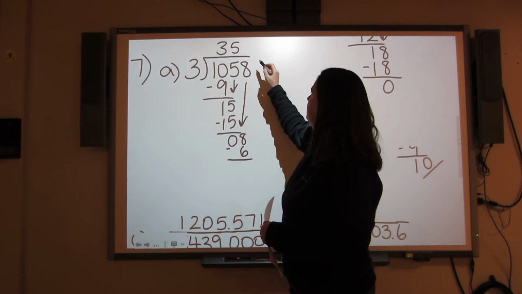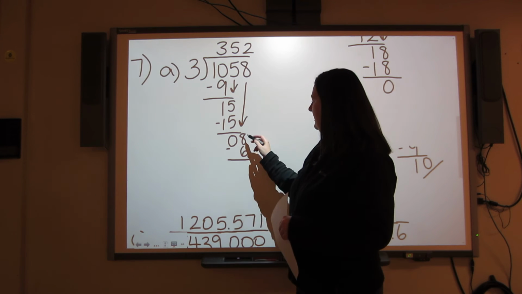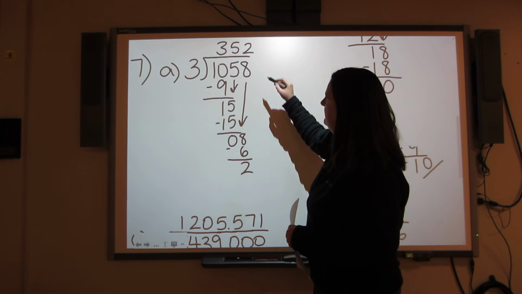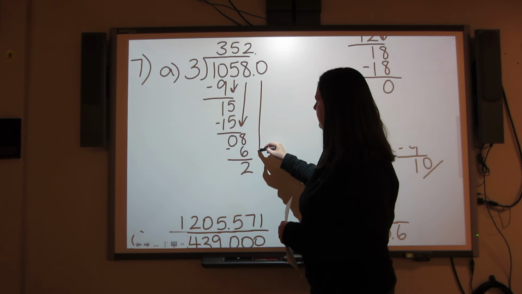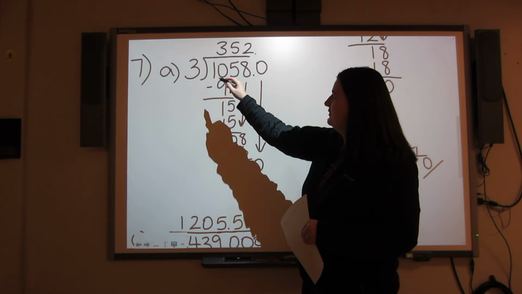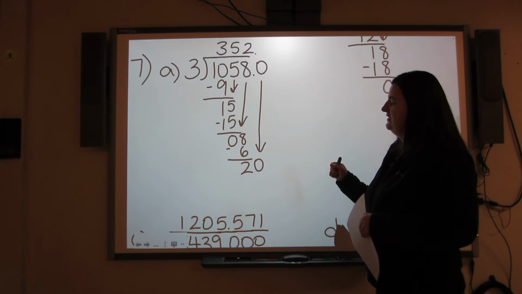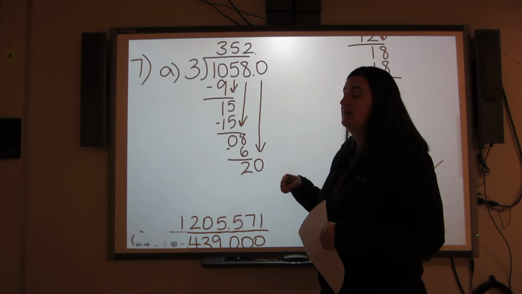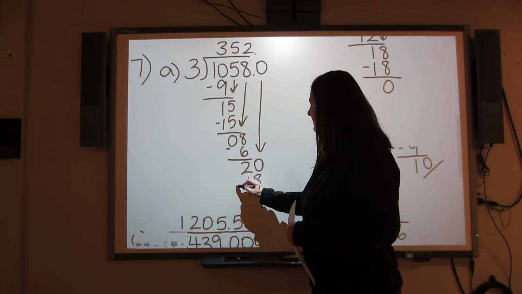3 into 6 is 2 when you look to the side. 8 minus 6 is 2. I have a remainder, so I'm going to drop a 0. 3 into 20. How many times can 3 go into 20? You look down your 3's until you get to the closest thing to 20 without going over, which is 18.